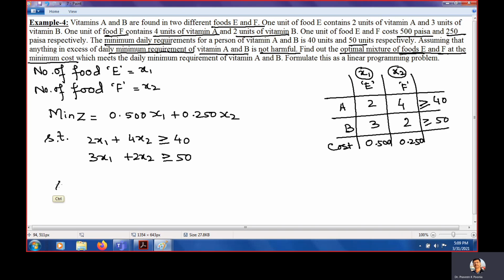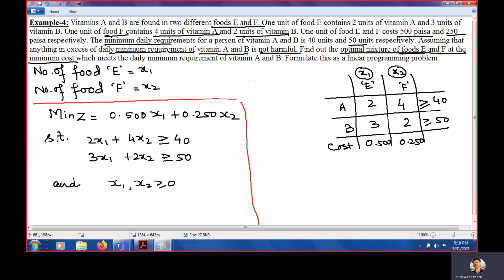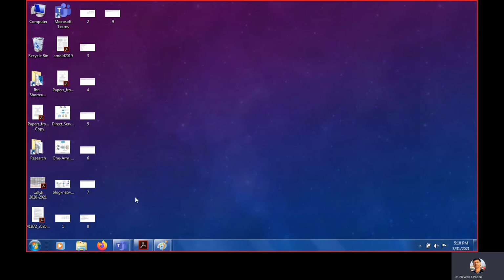And what are the other conditions? Non-negative restrictions. It is x1 greater than or equal to 0 and x2 greater than or equal to 0. So this is the formulation of this question, my dear friends. This is the linear programming problem, or you can say the mathematical formulation of the given problem. Here, this is the objective function. These two are constraints, and this is non-negative restrictions. This is okay. Let us solve the fifth problem.